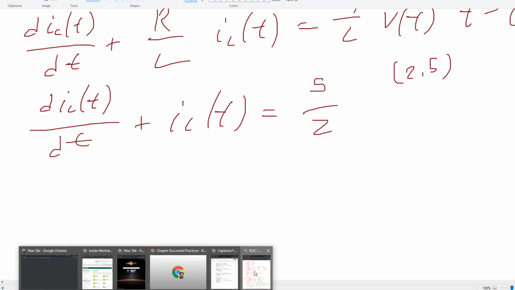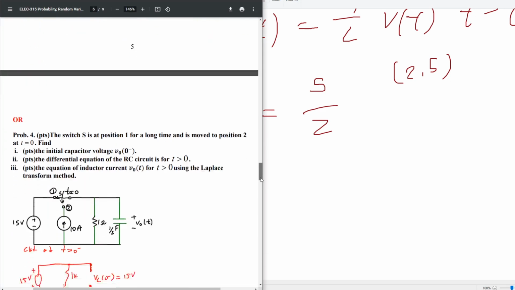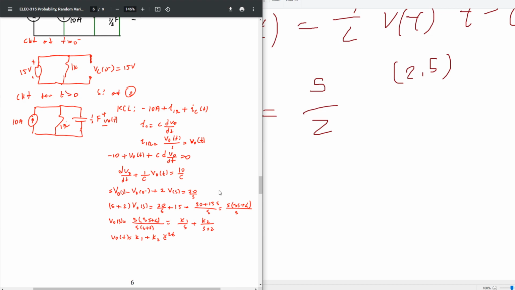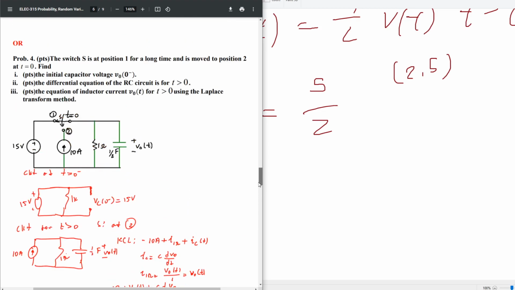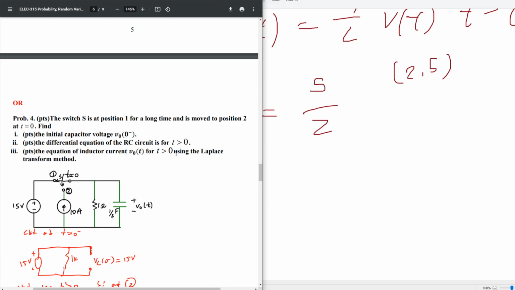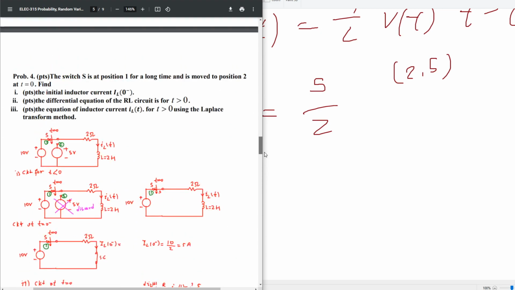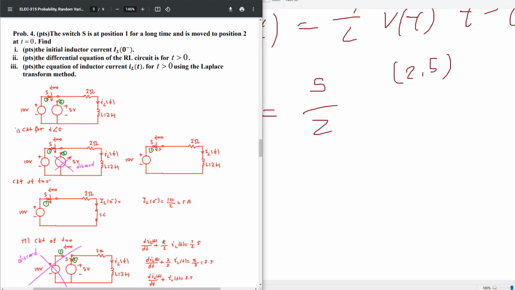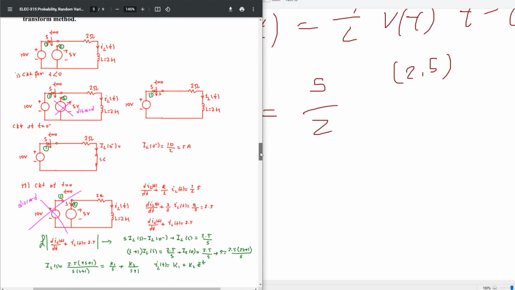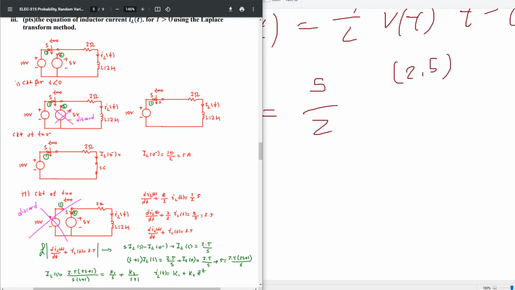Yeah, same for this capacitor one. We use 10 over here because that's the current source, and it's for t is greater than 0. Oh yeah, keep track of that as well. You're doing t is greater than 0. So we have that, and now we have to do the Laplace of this, right? And it's basically the same thing.